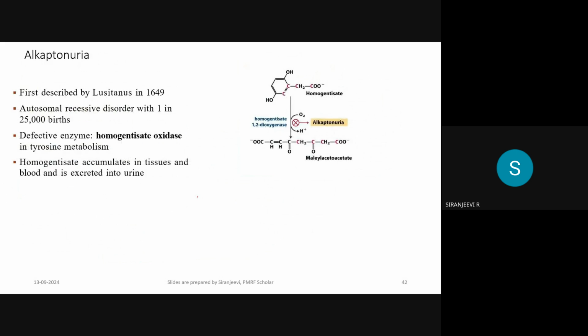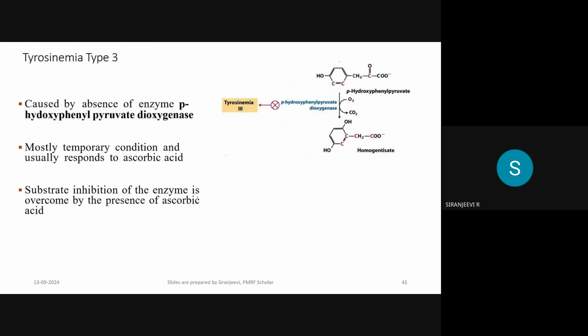It is called oculocutaneous because it happens in the skin area as well as in the ocular region. And the third one is tyrosinemia type 3, which happens due to the absence of para-hydroxyphenylpyruvate dioxygenase, where para-hydroxyphenylpyruvate cannot be converted to homogentisate. So that is mostly temporary, and if you give ascorbic acid, the enzyme responds to the ascorbic acid, and the substrate inhibition of this enzyme is overcome by the presence of ascorbic acid.